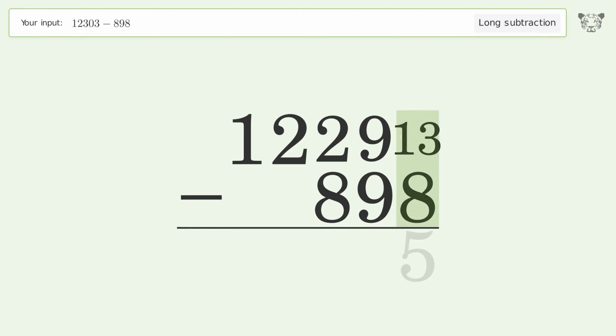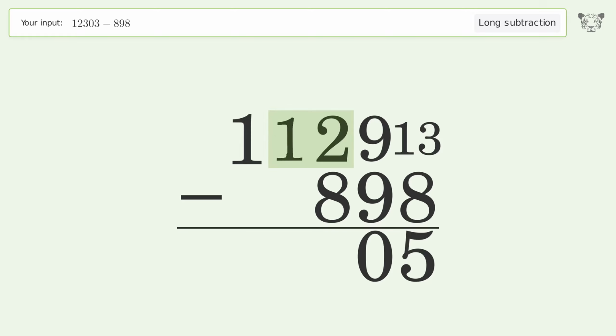13 minus 8 equals 5. 9 minus 9 equals 0. Because the upper digit, 2, in the hundreds column is too small to get a positive difference, borrow 1 from the digit, 2, in the next number place which becomes 1, and get 12. 12 minus 8 equals 4.